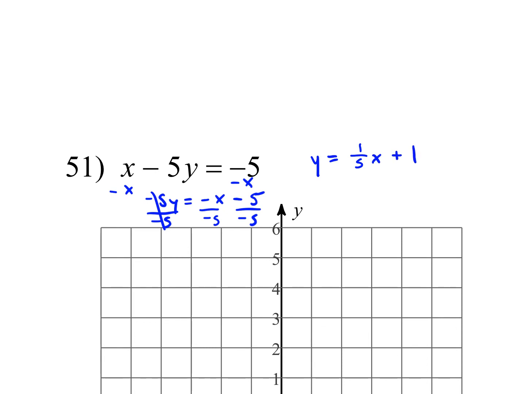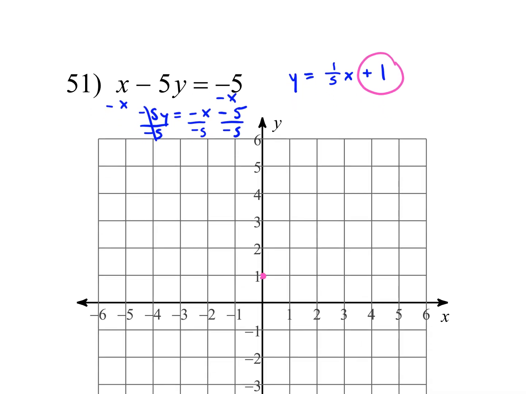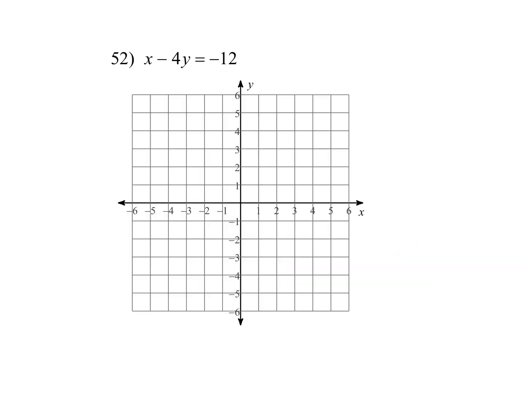So what's my y-intercept? Positive 1. So I'm going to put a point at 1 on my y-axis. And what's my slope? 1 over 5. So I'm going to go up 1 to the right 5. There's my second point. Once you have 2 points, just connect the dots.